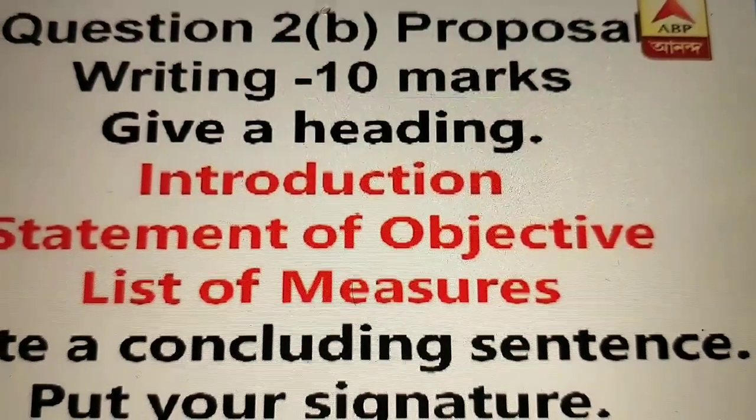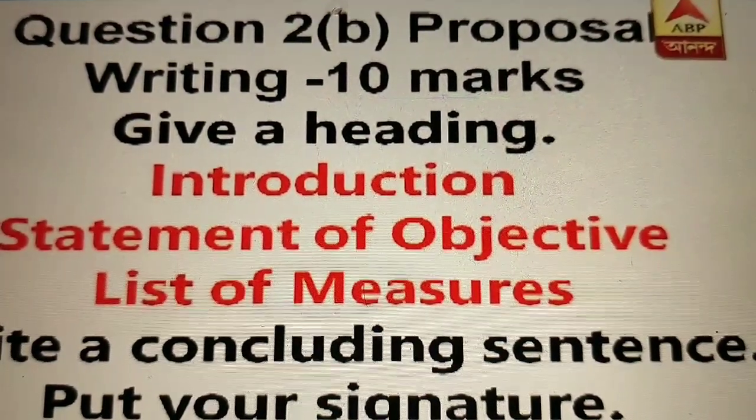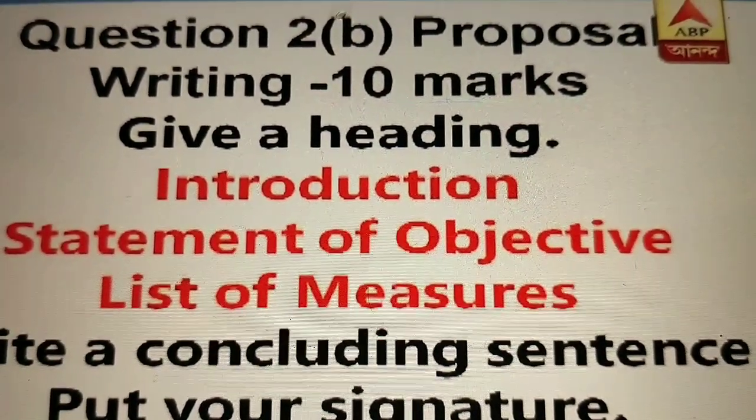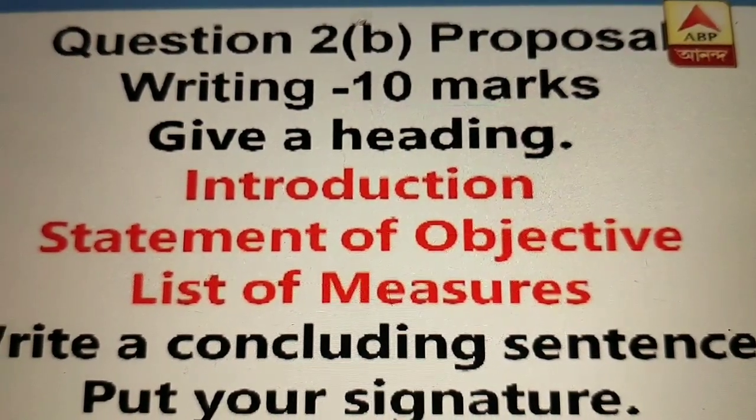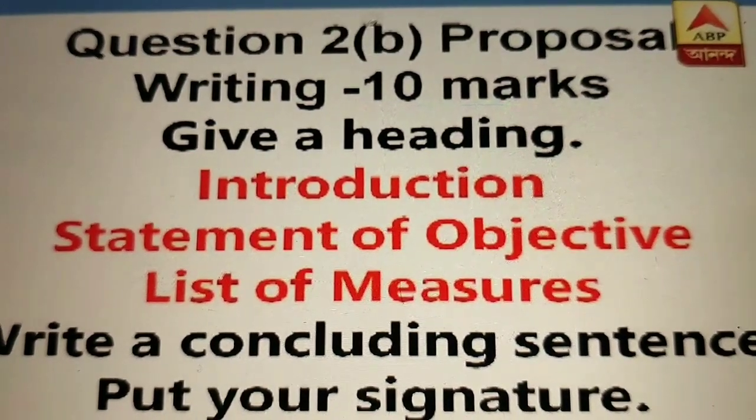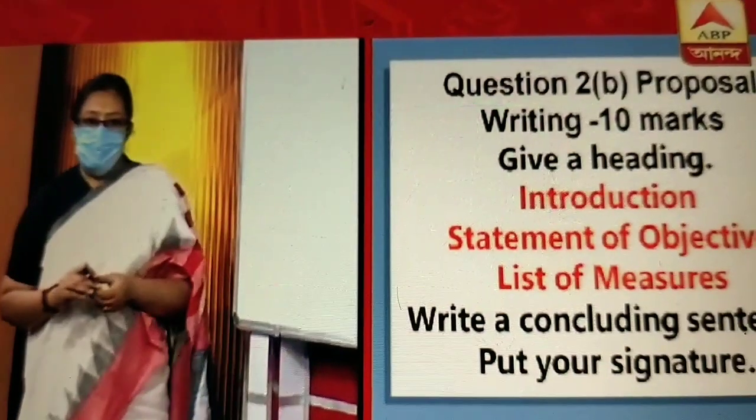First thing is, give a heading. Then you have to give an introduction. You have to write the statement of objective. You have to write the list of measures. You have to write a concluding sentence, and you put your signature. Now you're thinking, what are these things?